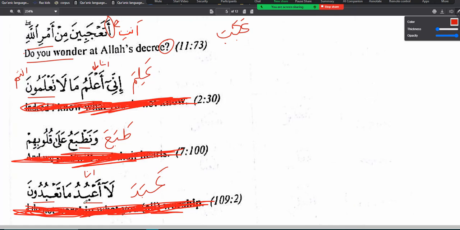What is la a'budu? I do not worship. Yes. Abada is to worship. I do not worship what you are worshiping. What you all worship. Very good. La a'budu is I do not worship. What is a'budu? I worship. La a'budu, I do not worship. Ma ta'budun, what you all worship.